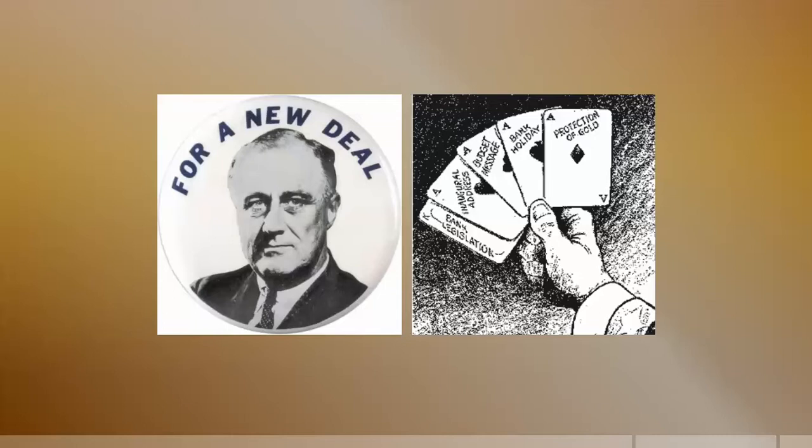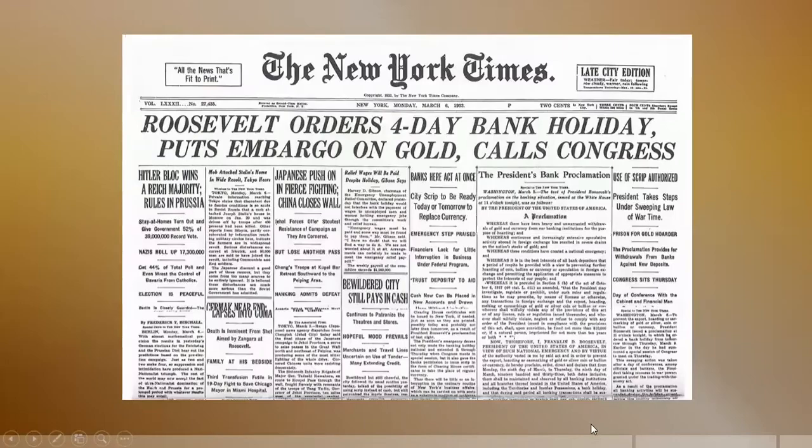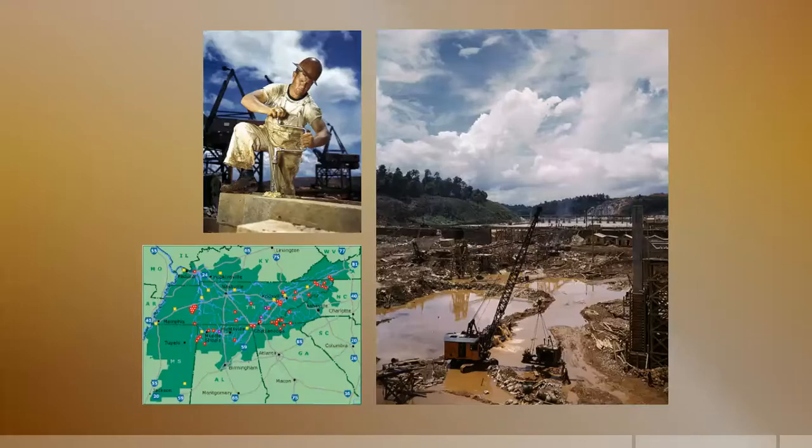To renew Americans' faith in the banking system, Roosevelt declared a bank holiday and promised that only banks that were financially strong would be allowed to open or reopen. Some critics of the New Deal compared it to socialism because it created government-owned businesses, such as the Tennessee Valley Authority, which actually still exists today.